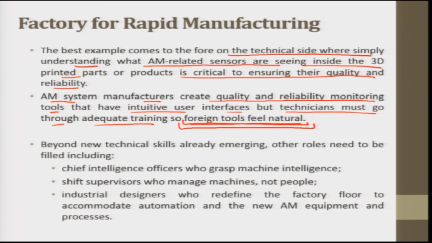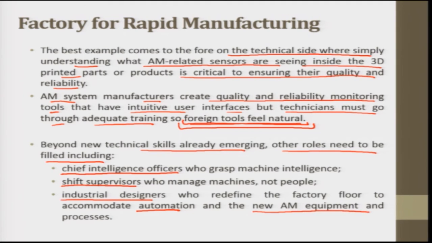So, beyond the new technical skills already emerging, other roles need to be filled, including chief intelligence officers who grasp the machine intelligence, shift supervisors who manage machines, not only the people who manage machines as well as the people with them, and industrial designers who redefine the factory floor to accommodate automation and new additive manufacturing equipment and processes. So, this is the factory for rapid manufacturing, and also I have touched a little on digital manufacturing.